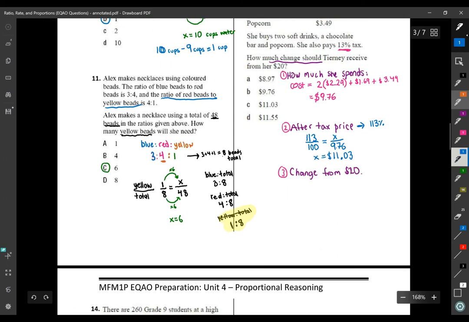Now I am going to calculate the change I get. The change is going to be equal to $20 minus the price, so minus $11.03.